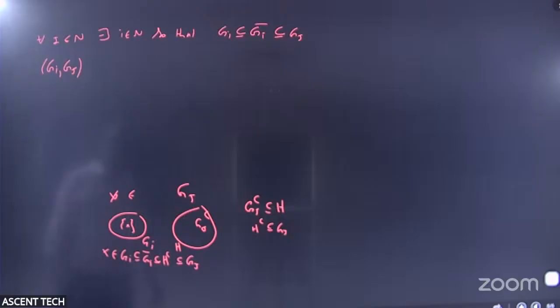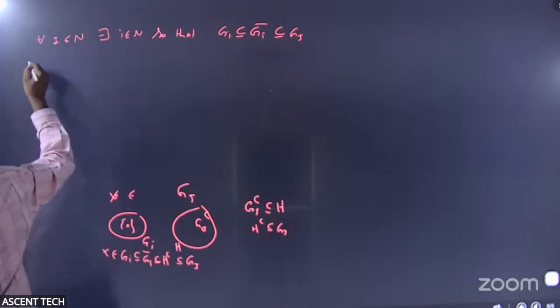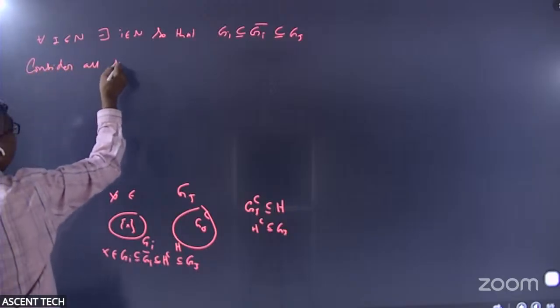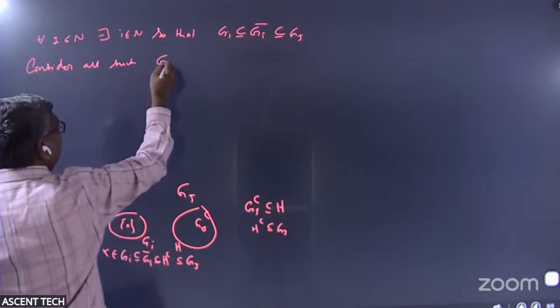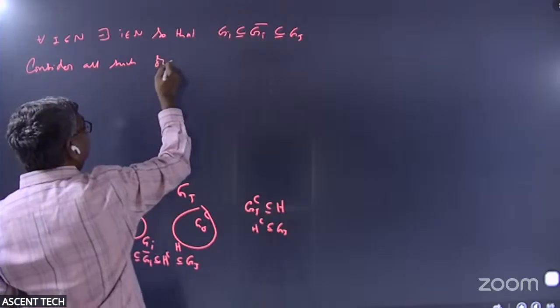So consider also all such Gi, Gj pairs, such ordered pairs.